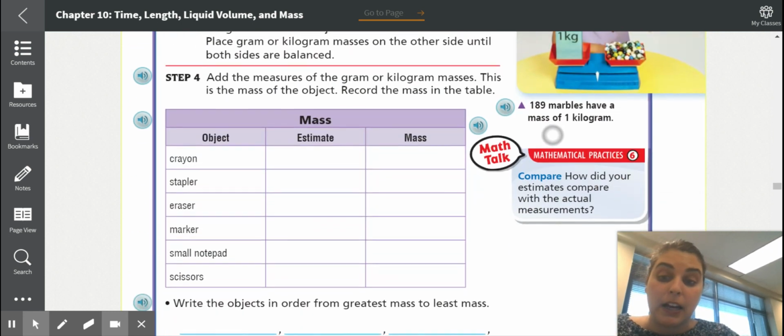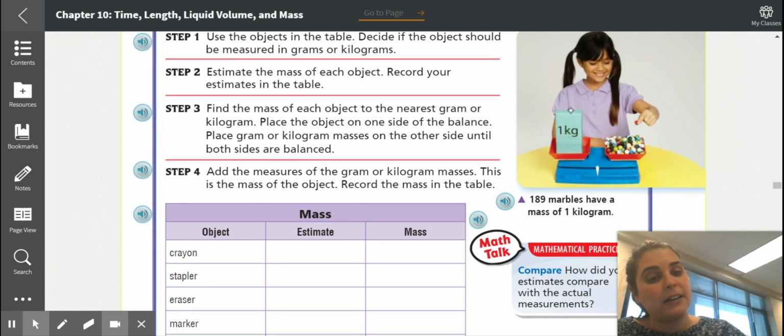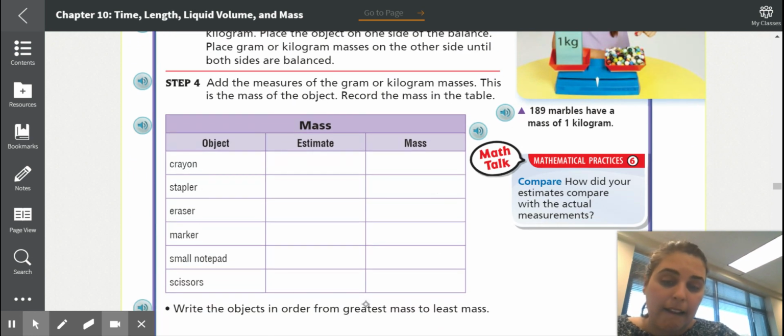What you would have done is, first you would have estimated the mass of a crayon. So you might have said, I think the mass of a crayon is 5 grams. Then you and your partner with your balance scale would put the crayon on one side, and start putting in grams on the other to see if they weigh the same. So instead of doing this activity here, I want you to try and just play around with the online pan balance scale after you've watched that video I recorded. Then you can do some of these on your own.